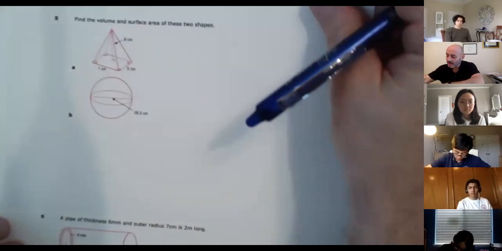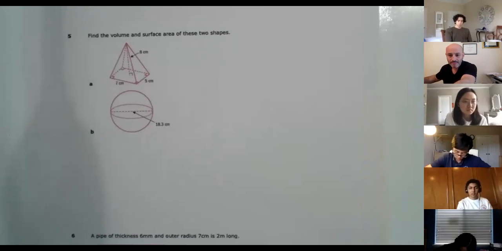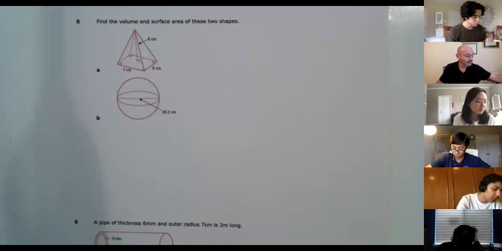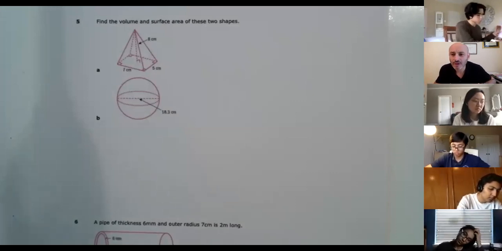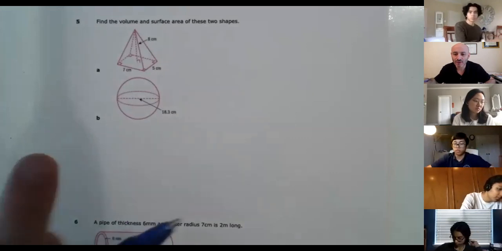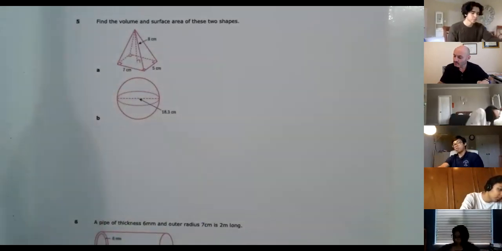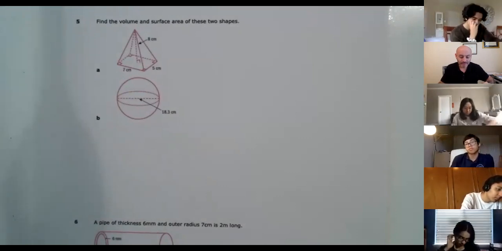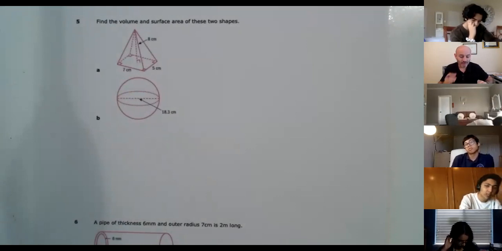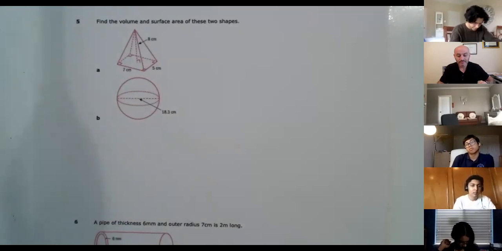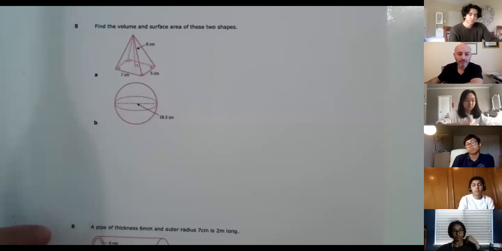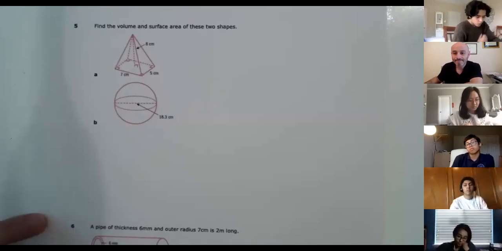Find the volume and surface area of these two shapes. For the pyramid, if you have your booklet handy, I want you to see if you have those formulas available to you. I don't think you have the surface area of a pyramid. But you may have the surface area of the sphere. Okay, so let's look at problem 5, right?